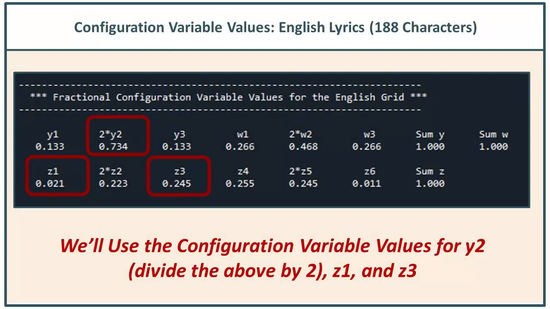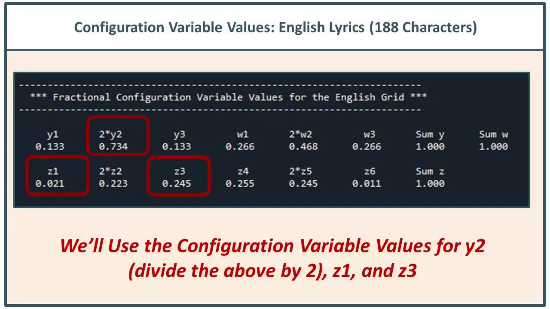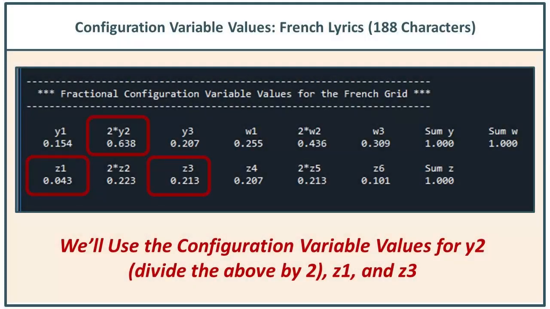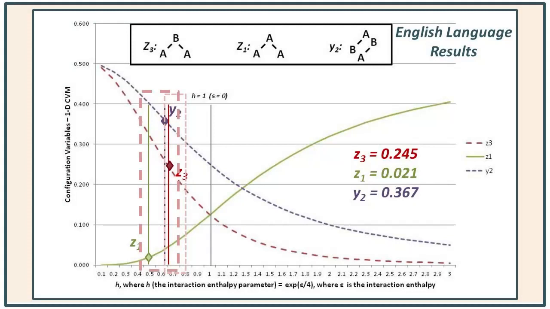So let's wrap this up by looking at similar results as applied to the little corresponding text snippet from the English language translation of that French song. And we see right away, the 2 times y2 is significantly higher than it was in the French version. We've got 0.734, so half of that for a given y2 would be about 0.38, and that's more than the previous value that we had for the French. And similarly, the z1 looks a little bit lower, the z3 looks a little bit higher.